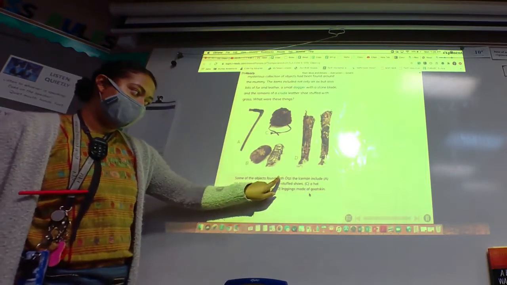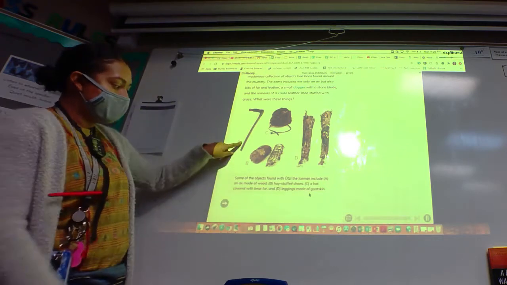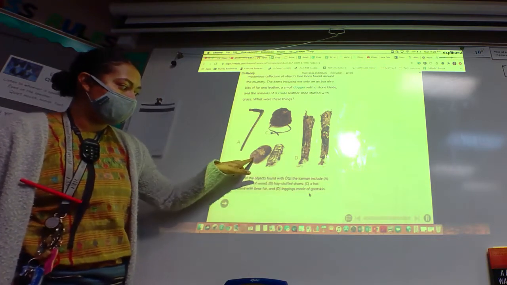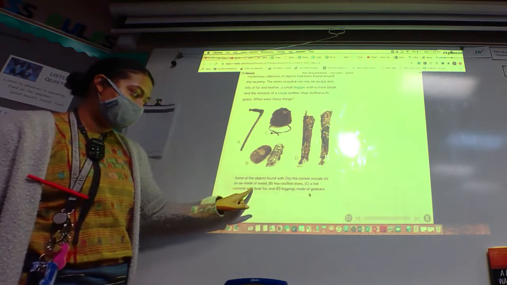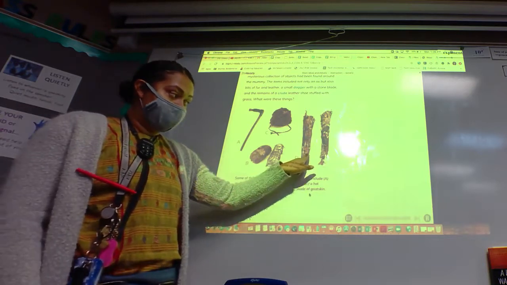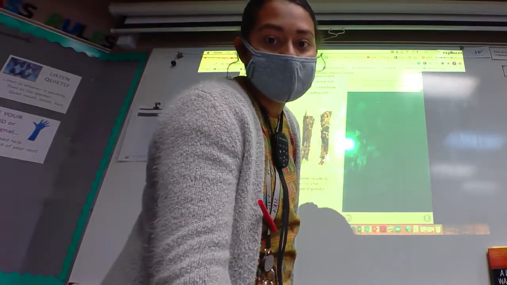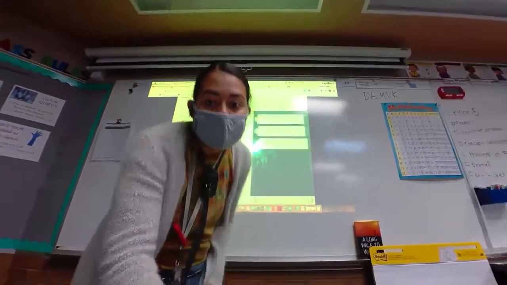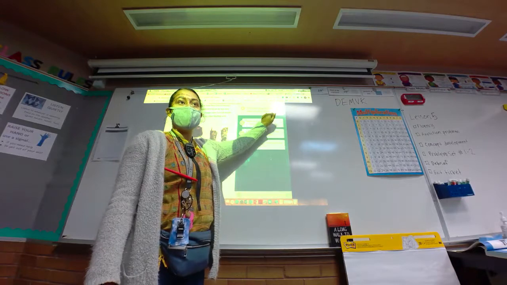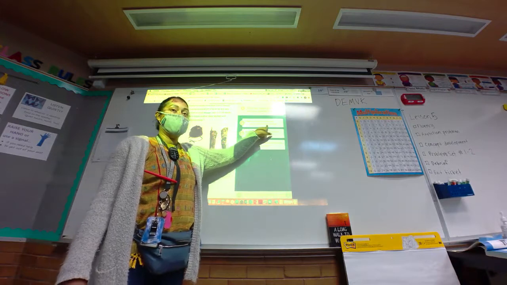Okay, so some of the objects found with Ötztal, the Iceman, include A, an axe made of wood, B, hay-stuffed shoes, C, a hat covered with bear fur, D, leggings made of goat skin. Whoa. Okay, so which clue showed that the frozen body was older than it appeared? Objects found around the body included a knife with a stone blade.